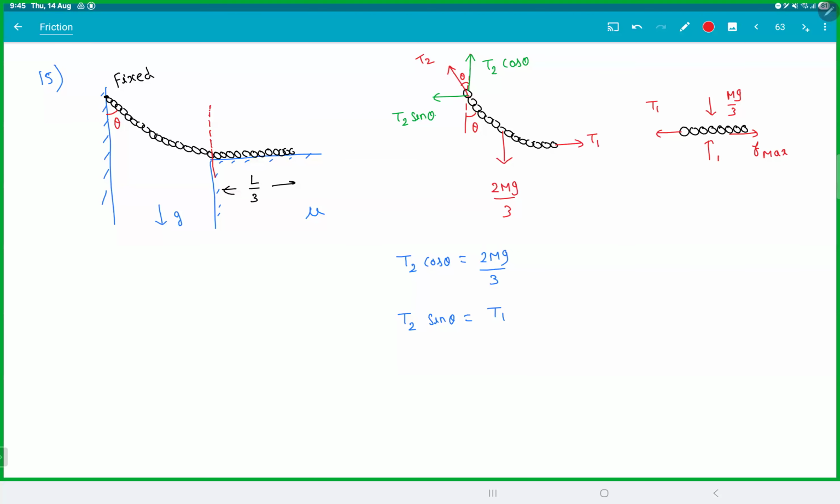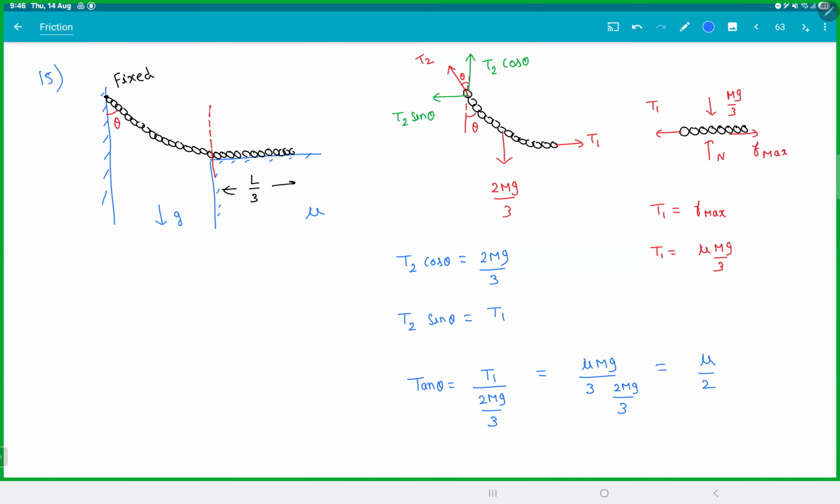This is the normal reaction. So here T1 will be F max. F max is nothing but mu into N, which is mu into mg by 3. Therefore, if you divide these, you will get tan theta is equal to T1 by 2mg by 3. But T1 is nothing but mu mg by 3. So tan theta is mu by 2. There. Check it out. Are you clear with this?